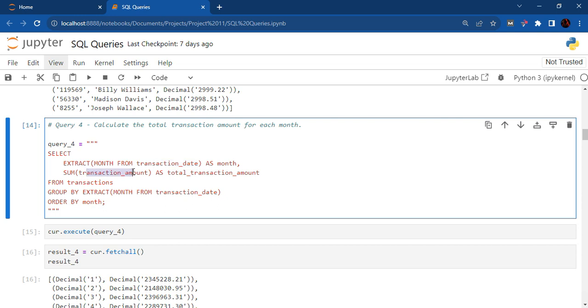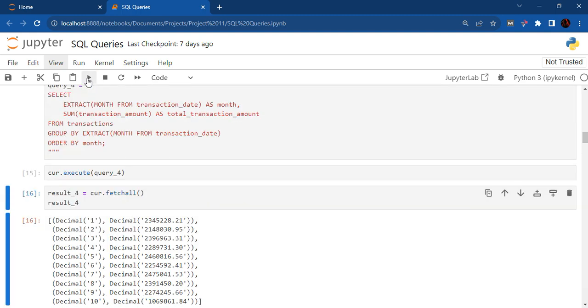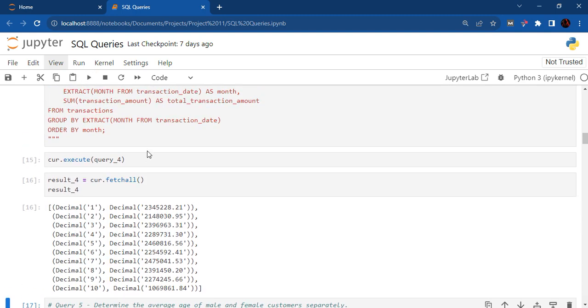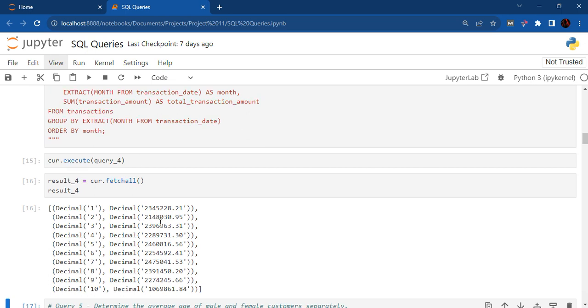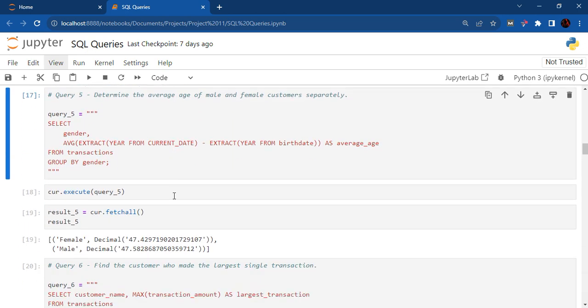Now we get the total transaction amount as total transaction amount from our transaction table. We now group by the extraction here, because that's what we'll be grouping by, each month, and then order by the month. Now let's run that. We'll be using more of these extracts in other examples, so don't worry, I will explain it in more detail.